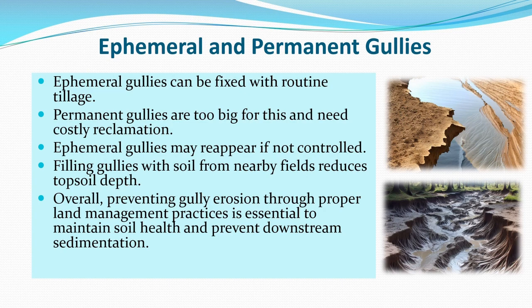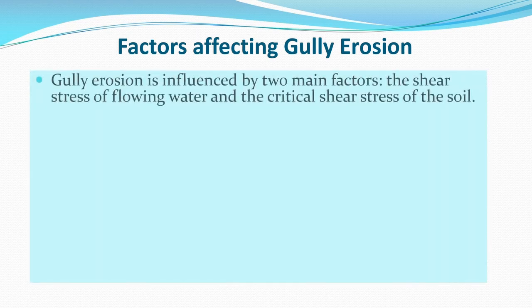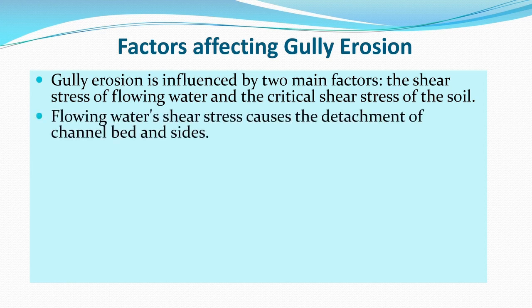What are the factors that affect gully erosion? It is mainly influenced by two factors: the shear stress of flowing water and the critical shear stress of soil. Flowing water's shear stress causes the detachment of channel bed as well as the sides.